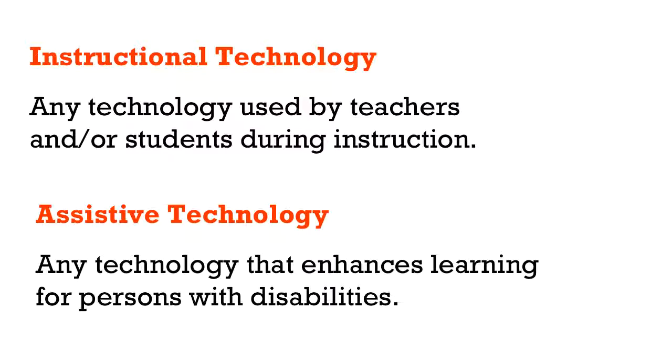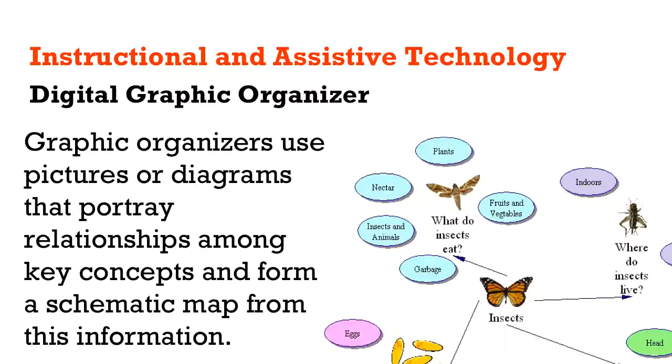Instructional technology is any technology used by teachers and or students during instruction. Assistive technology is any technology that enhances learning for persons with disabilities. Types of technology found in the research articles selected were digital graphic organizers, which use pictures or diagrams that portray relationships among key concepts and help students form a schematic map from this information.